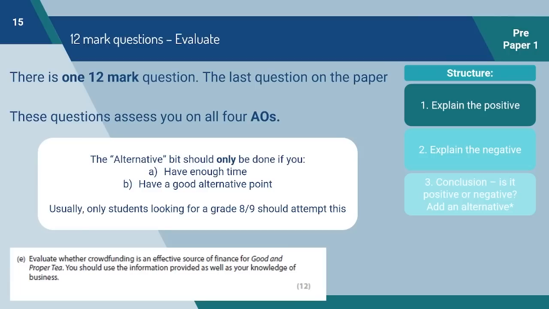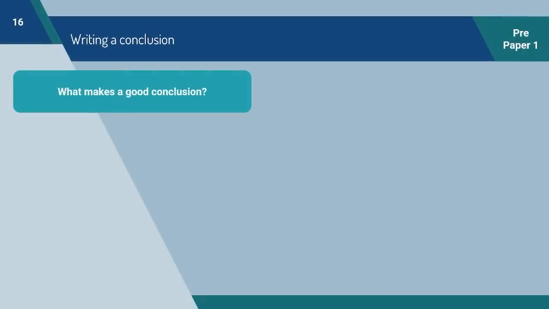For example, this question here is: evaluate whether crowdfunding is an effective source of finance for Good and Proper Tea. Well, we would do the reasons why it is effective. We'd do the reasons why it isn't effective, so the positive and the negative. For the alternative, you might suggest an alternative source of finance. Sometimes those alternatives are easier to come up with than others, so don't push it if you haven't got one. You can still get really, really good marks. You can still get 10 out of 12 without one of these. It's just something that might help you get those extra couple of marks, get you into level 3 for your evaluation.